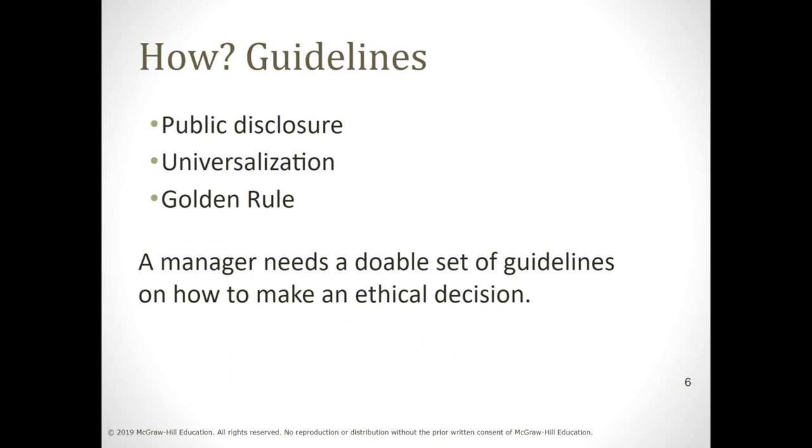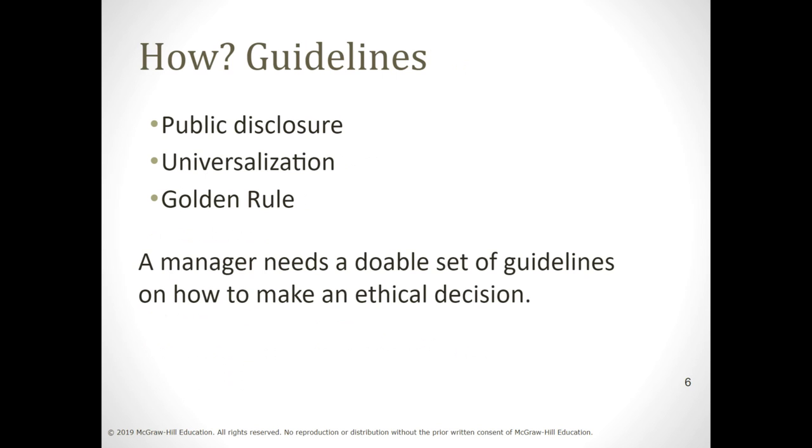So how do we go about framing our decision-making process? Here are just some guidelines that people can use as a way to think about how to make a decision. The first one listed is public disclosure. Would you be proud if this decision were published in a newspaper? How would you feel if there's a big picture of you in the paper and they talked about this decision that was made? Would you be proud of your choice?